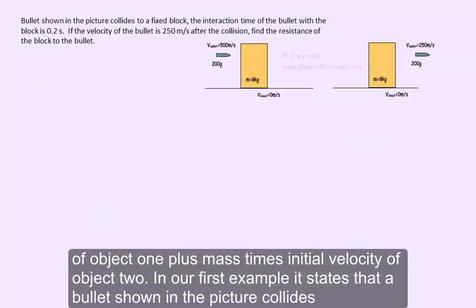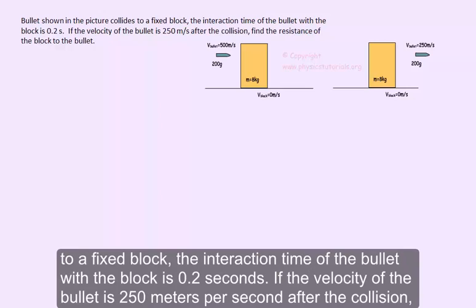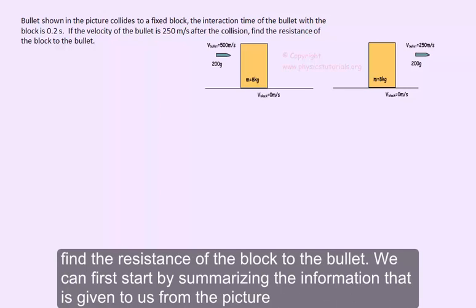And our first example states that a bullet shown in the picture collides with a fixed block. The interaction time of the bullet with the block is 0.2 seconds. If the velocity of the bullet is 250 meters per second after the collision, find the resistance of the block to the bullet. We can first start by summarizing the information that is given to us.